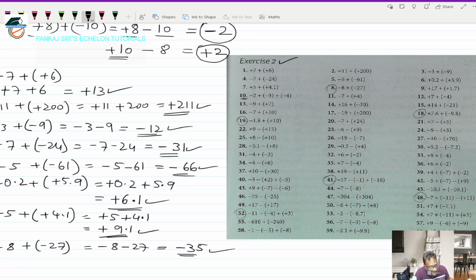Question number 9 says plus 17 plus 1.7. Okay.